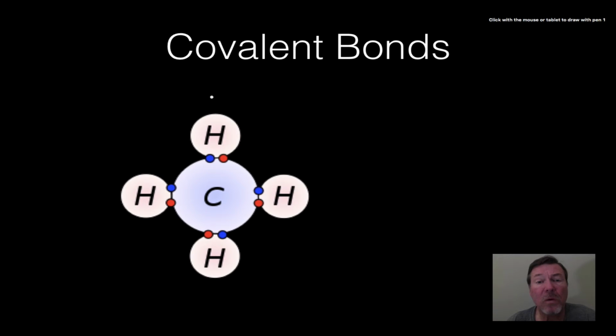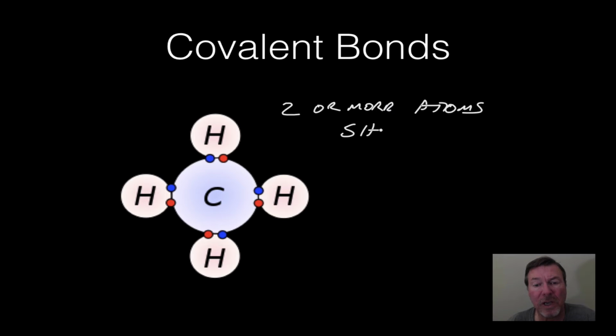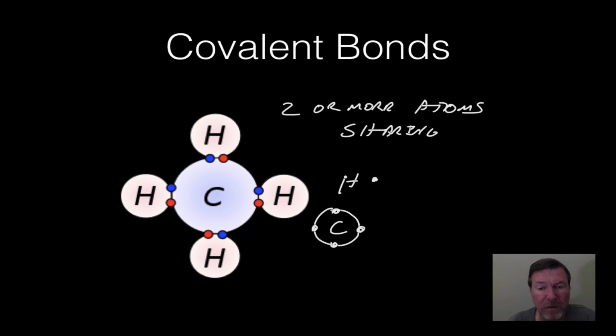Covalent bonds are where 2 or more atoms share electrons. We're talking about a sharing situation. And you can see hydrogen usually has 1 electron. Carbon, on the outermost shell, has 4 electrons. And what we're doing here is we're taking the electron from each hydrogen and putting it onto the carbon, this hydrogen putting it on the carbon, and this hydrogen putting it on the carbon.